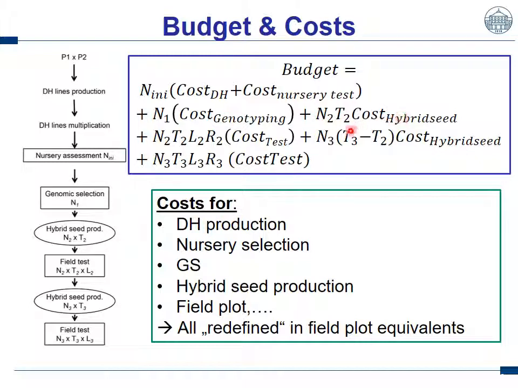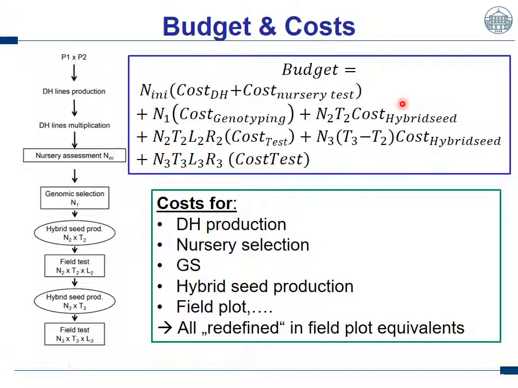Then you go to hybrid seed production, which is done after genomic selection. You have selected N2. You multiply this with the number of testers, T2, and multiply this by the costs to produce one hybrid combination. That means when you have 100 lines produced with one tester, you must multiply the cost of producing one hybrid by 100, which is finally done by the system. Then we go to field testing, where we have the number of lines, number of testers, number of field locations, number of replications at a single location, multiplied by the costs for this field test for a single line. That means all the costs you give the system are calculated on a single line or single plot basis.